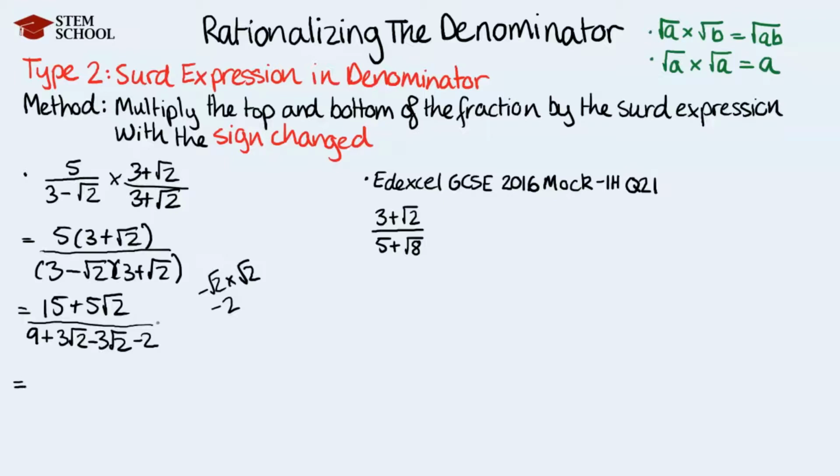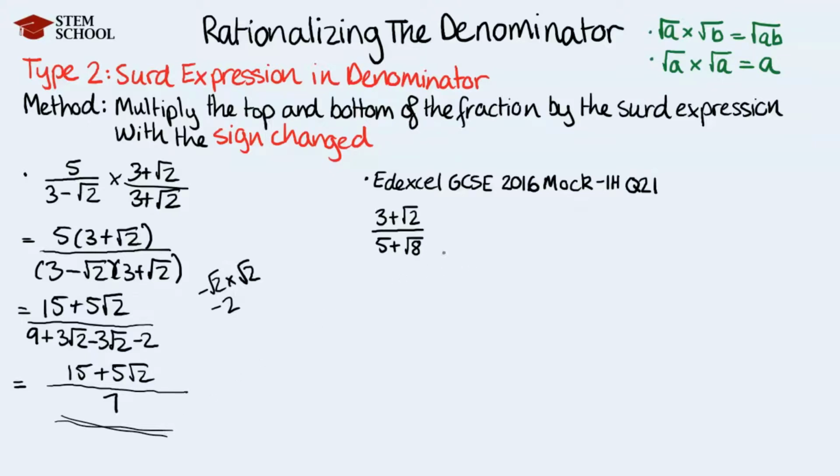And here all we have to do is just to tidy it up. So it'll be 15 plus 5 root 2. And that'll be all over 9 take away 2, well that'll be 7. Then 3 root 2 minus 3 root 2, well that will just cancel out as 0. So here is the final answer, as we can't simplify it any further.